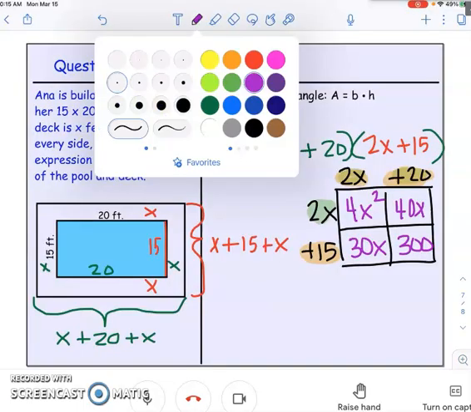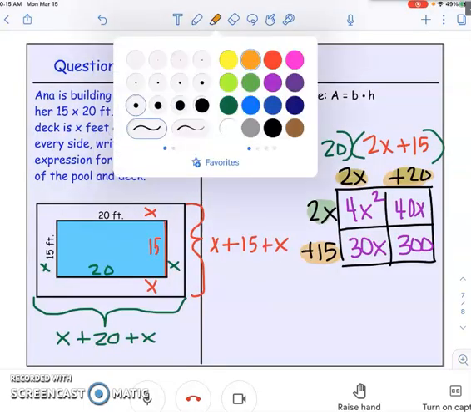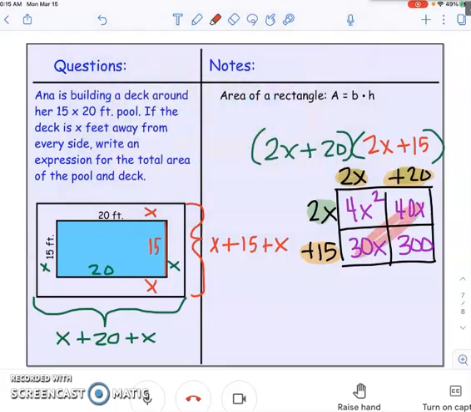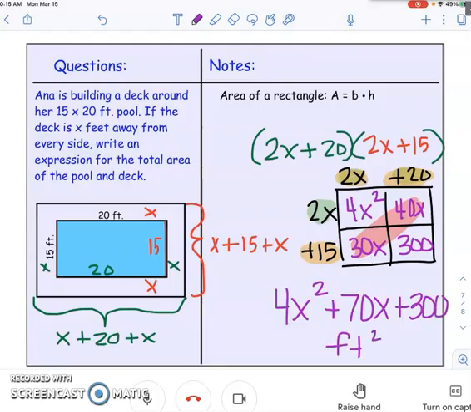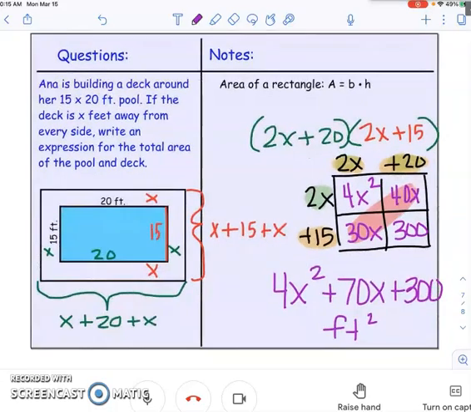Okay, now make sure that you are adding together your like terms here. So these are my like terms. So my final answer should be 4X squared plus 70X plus 300. And because this one said feet, I can say feet squared for my area for the label.